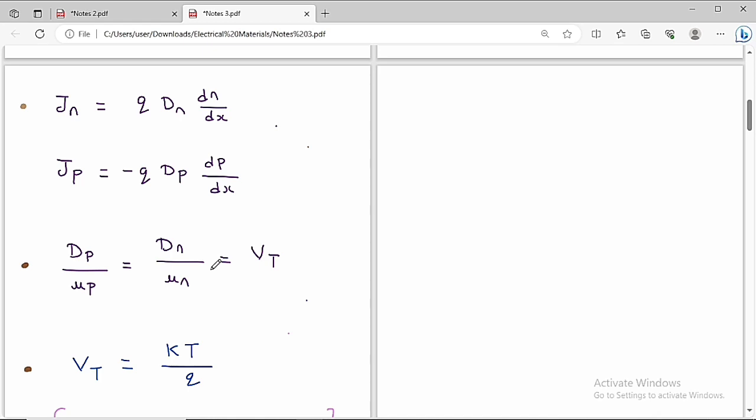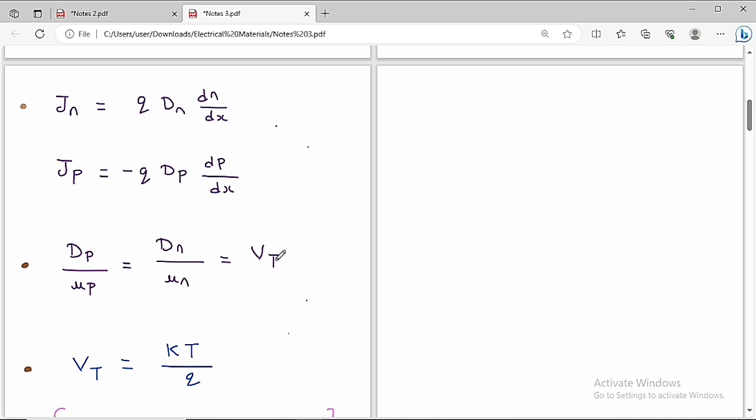This is called the Einstein relationship. Dp by mu p is always equal to Dn by mu n, which is always equal to Vt. What is Dp? The diffusion constant of the hole. What is mu p? The mobility of the hole. What is Dn? The diffusion constant of the electron. What is mu n? The mobility of the electron. So the ratio is always equal to a constant.